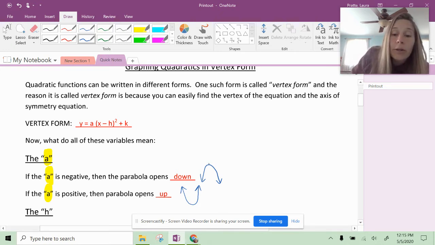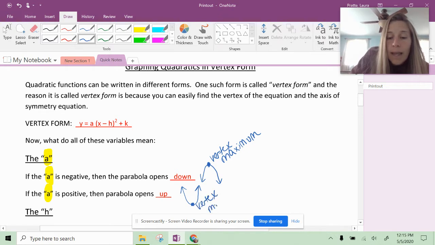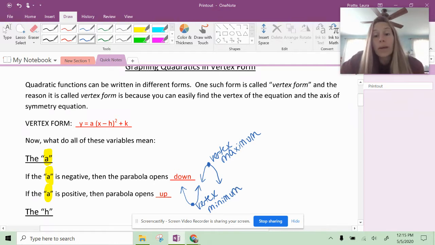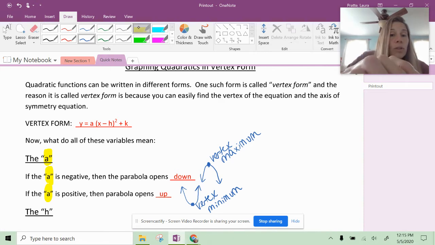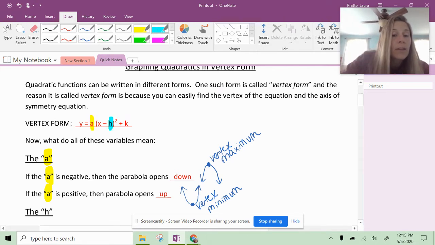Now, as a little reminder, when it opens down, the vertex is then a maximum because it is the highest point on the graph. And when it opens up, your vertex is a minimum because it is the lowest point on your graph. So now the two other variables, so we just talked about this a here, but now we're going to get into this h, and then we'll talk about the k.